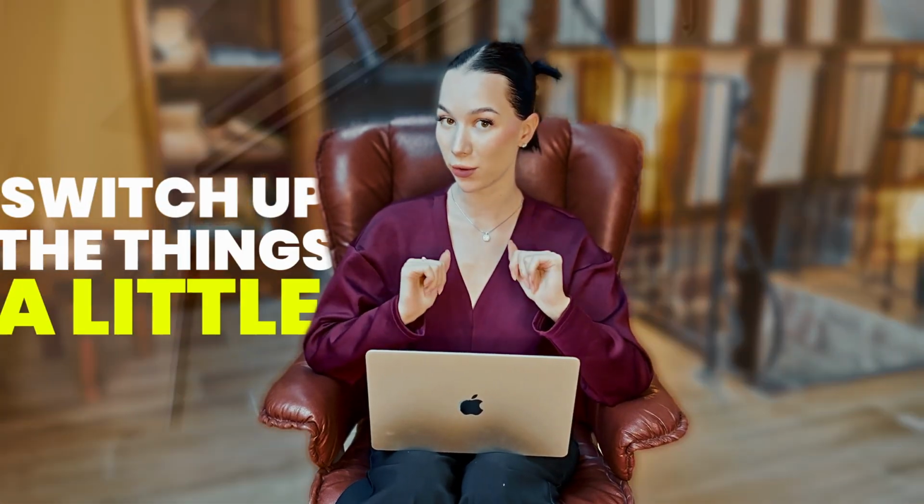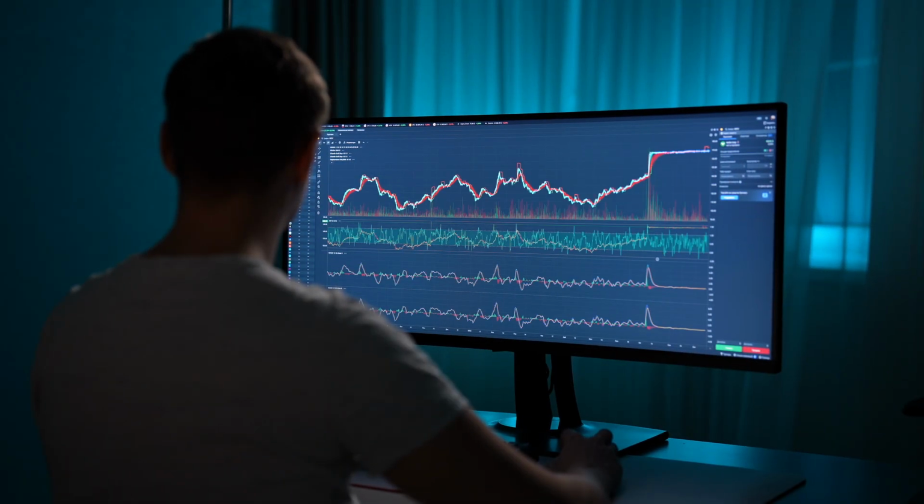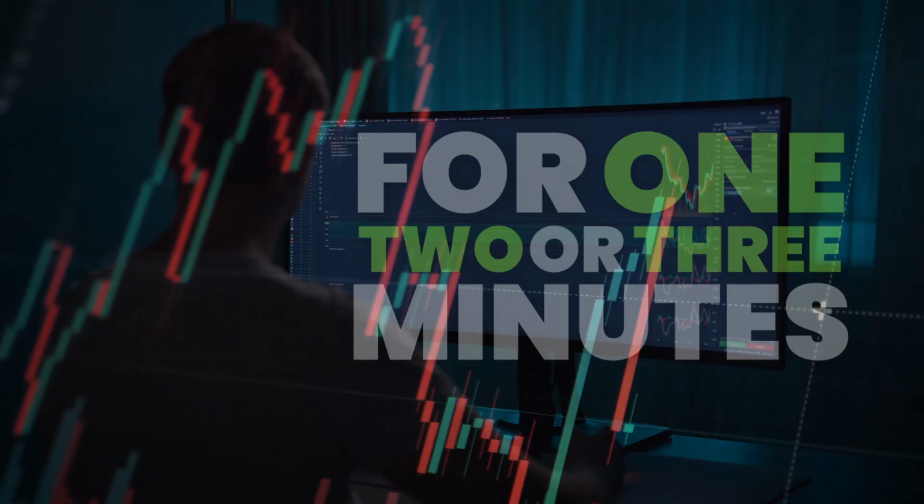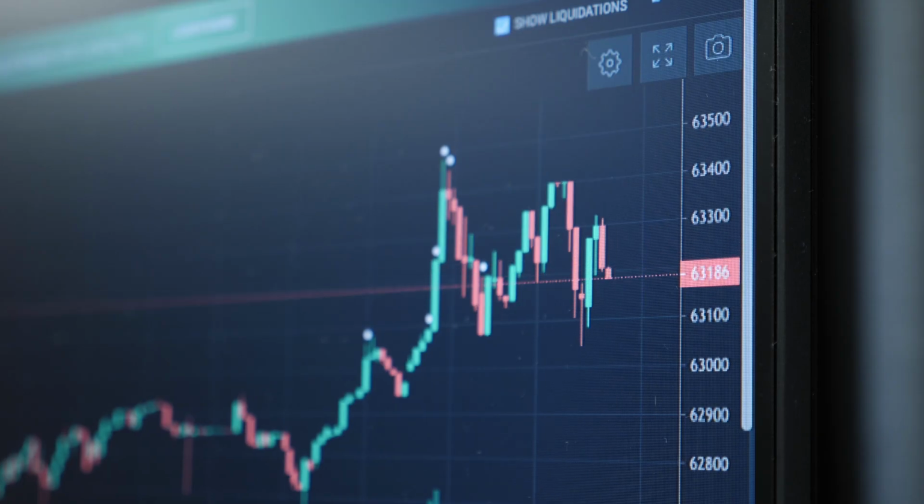So guys, today we're going to switch things up a little. Normally we trade using scalping strategies, like opening fast trades for 1, 2, or 3 minutes, trying to catch the fast impulses. And in those cases, we usually risk 1 to 2% of the deposit because the trades are short and sudden price movements against us are more likely.